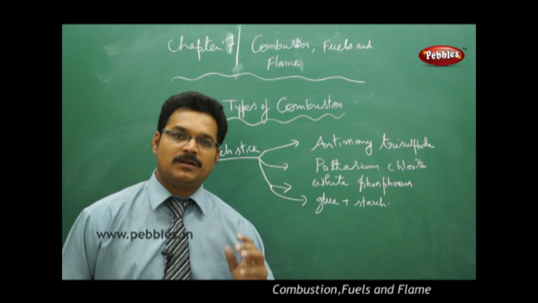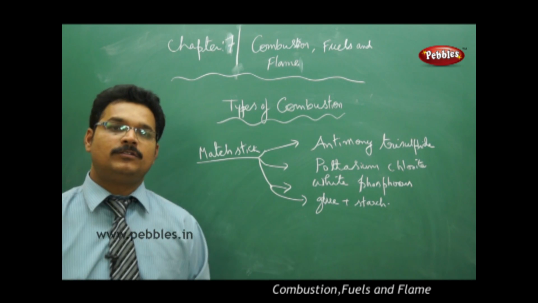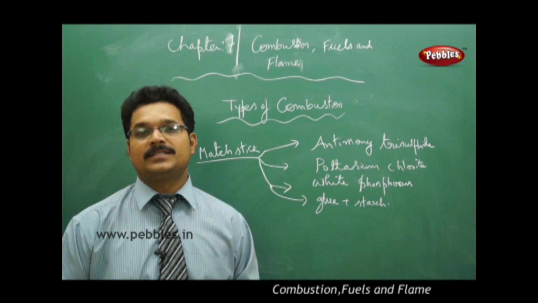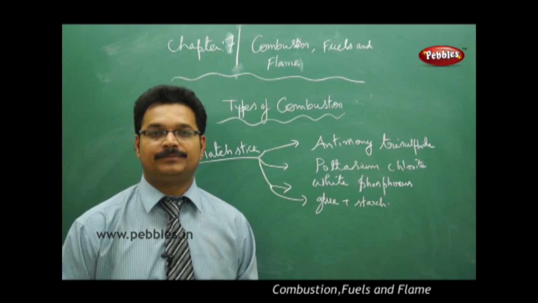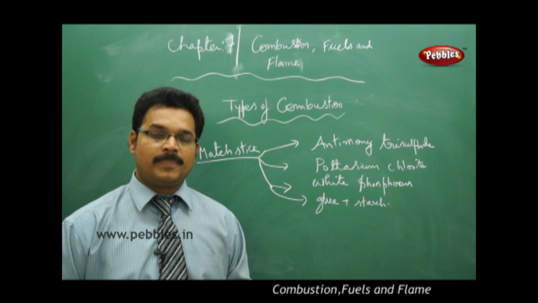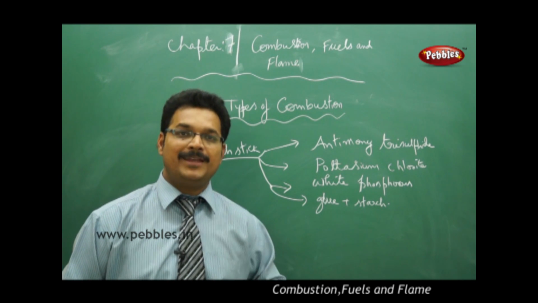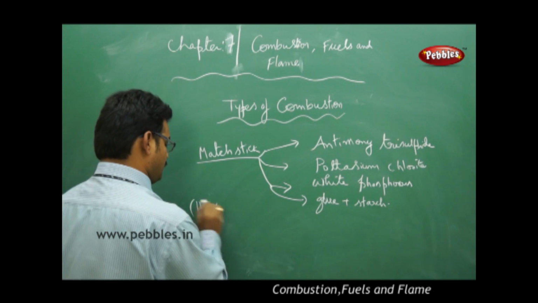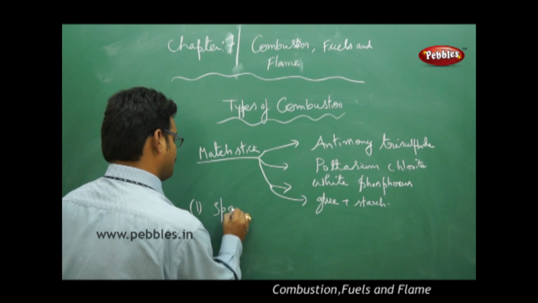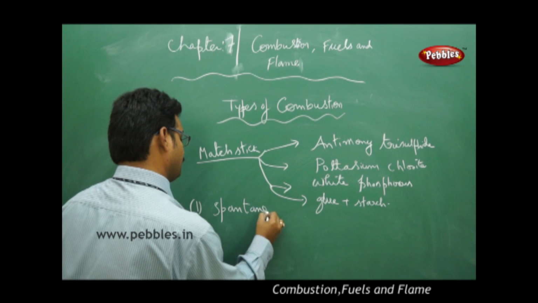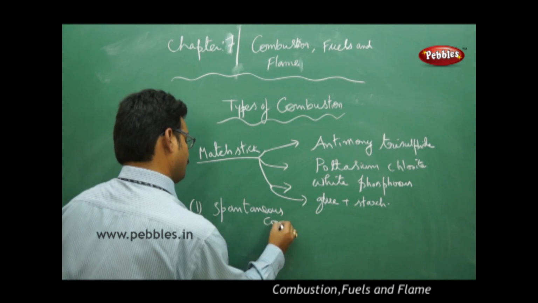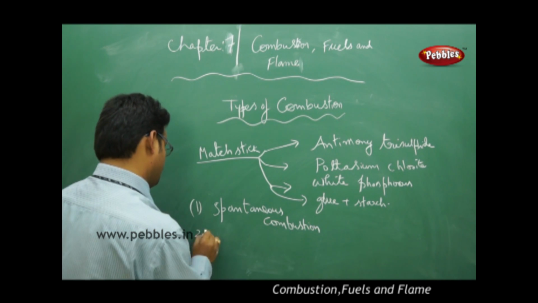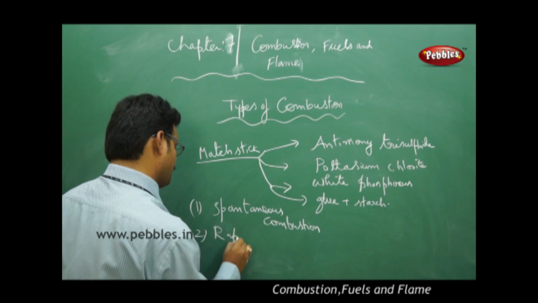So we understand about combustion. We also understand that for combustion, two things are important. One is oxygen in the air, the second thing is ignition temperature. Now, this combustion is mainly of two types. One is spontaneous combustion. The second one is rapid combustion.